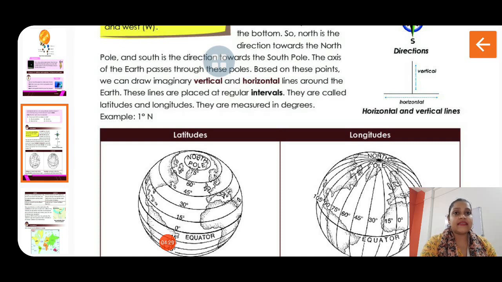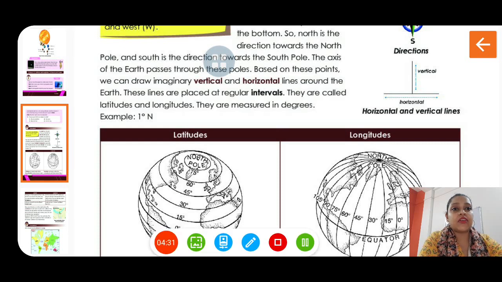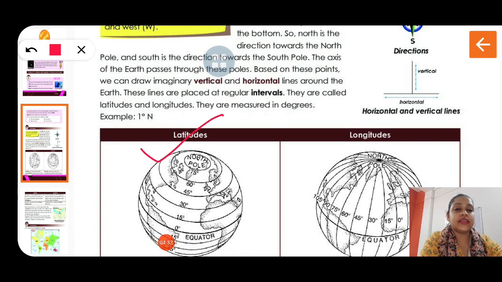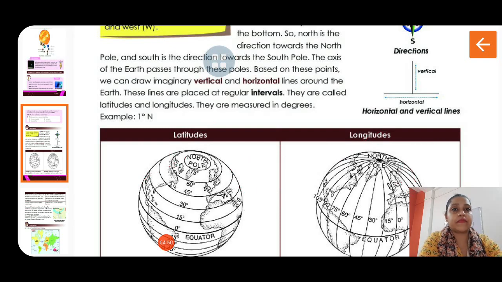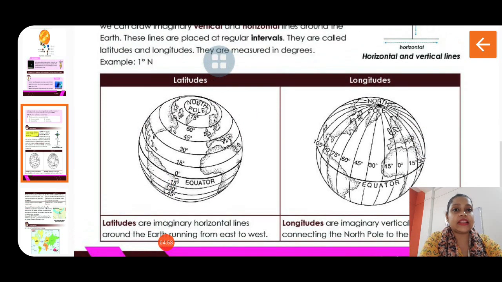So what are these lines called? Latitudes and longitudes. Now latitudes are these lines, the lines which are drawn in this way. Longitudes are the lines which are drawn in this way on the surface of the earth. So here you can see the latitudes and longitudes. The shape is totally different, children.